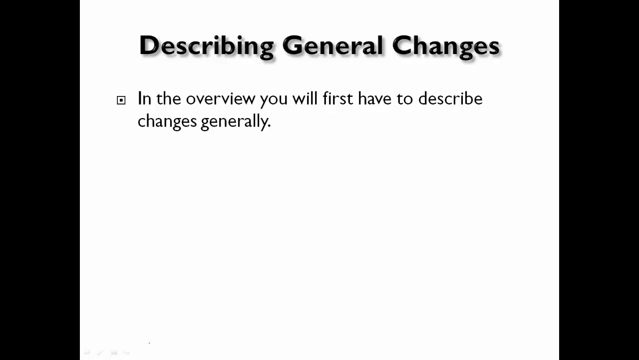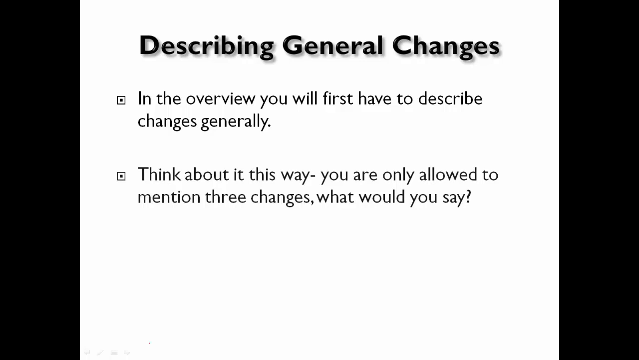In the overview, you will first have to describe changes generally. Think about it this way. You're only allowed to mention 3 changes. What would you say? So lots of my students, when I ask them to write an overview for maps, they don't know which things to pick. So I say to them, try and only pick 3 things. Imagine that I say to you, you are only allowed to pick 3 things. Which 3 things would you pick? And that helps people normally pick out the 3 key features. Might only be 2, might only be 4, but let's stick with 3 for the moment.